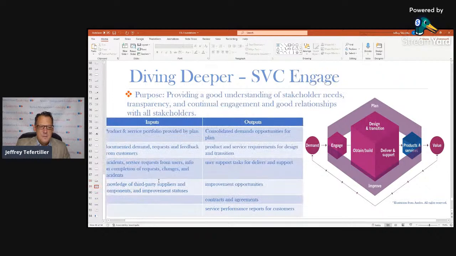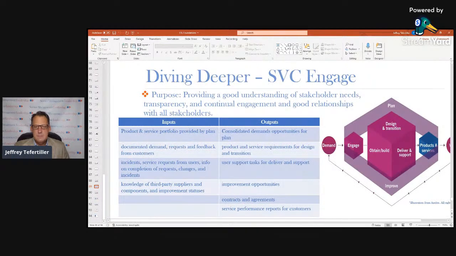Let's look at the next one. Engage. So we talked a little bit about engage. Move the slide over just a smidge for you. That's too far.